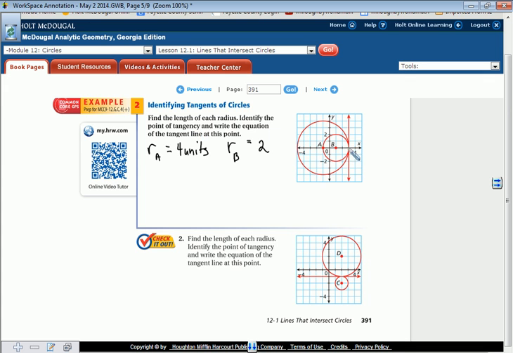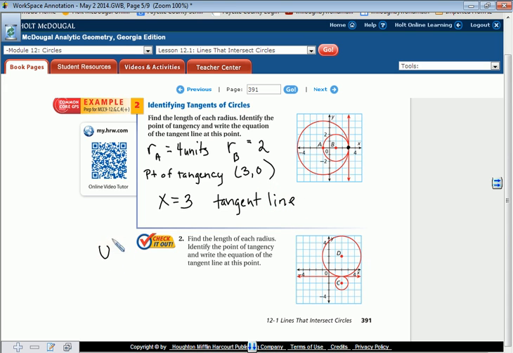Identify the point of tangency. The circles are tangent at that point. So that point, our point of tangency, is the point 3, 0. And then we're supposed to write an equation for the line tangent at that point, and they've already drawn it in for us. So tangent at that point is this vertical line. A vertical line is always x equals, and what is the x value at that point? 3. So the equation for the line of tangency, our tangent line, is x equals 3.